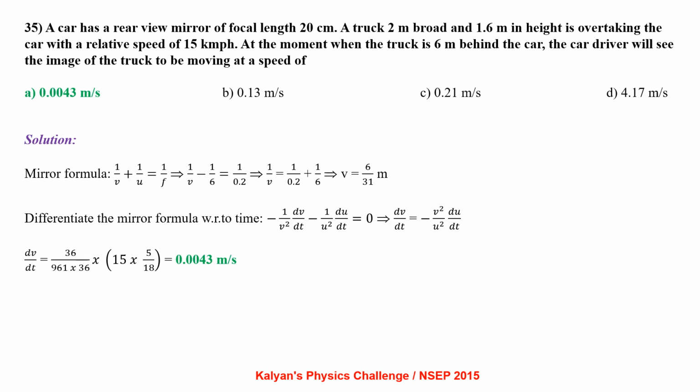Applying mirror formula, 1 by V plus 1 by U equal to 1 by F, 1 by V minus 1 by 6 equal to 1 by 0.2, from where we have V equal to 6 by 31 meter.